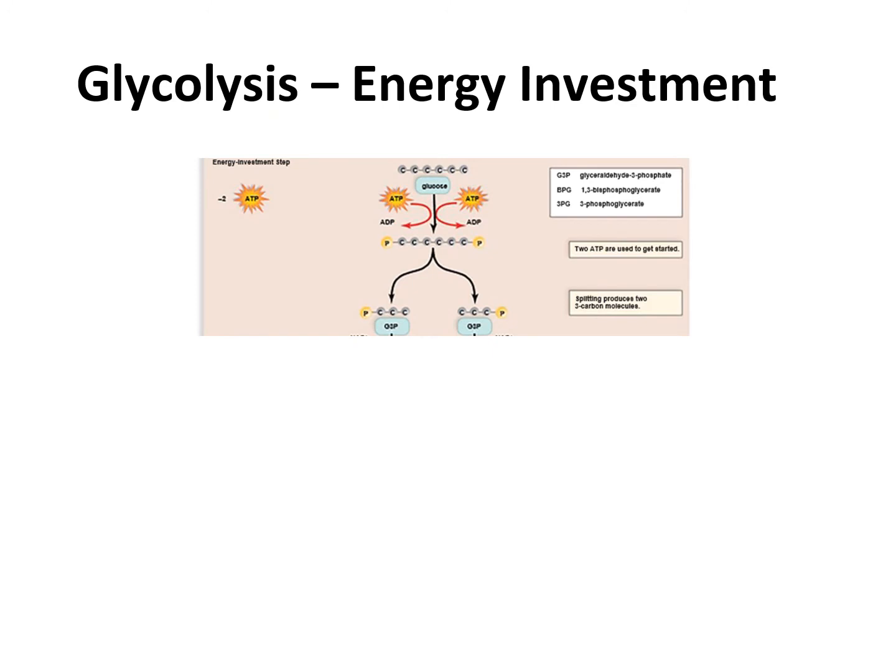The overall process of glycolysis is to break glucose in half to form 2 pyruvate molecules. And this seemingly simple process actually involves a series of 10 reactions. And there are 2 basic steps involved in these reactions. The first step is the energy investment step. And that involves actually using 2 molecules of ATP to destabilize the glucose molecule so it can break in half.